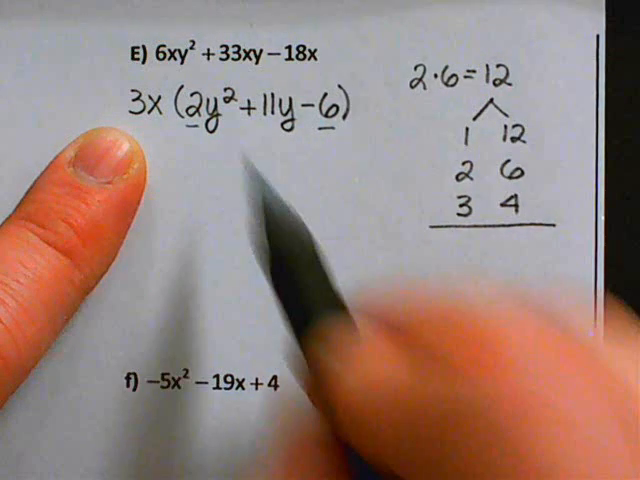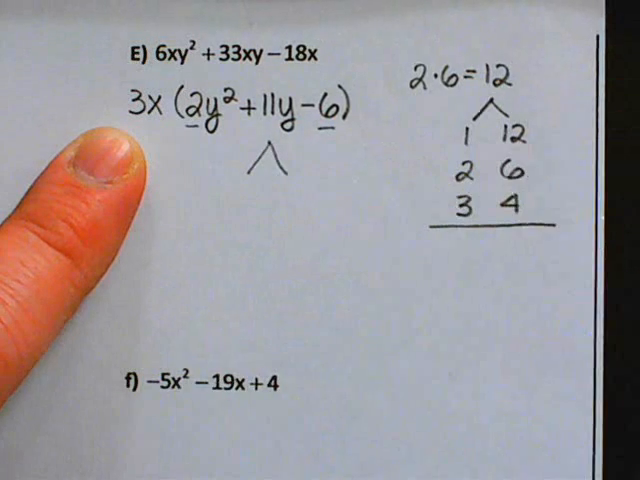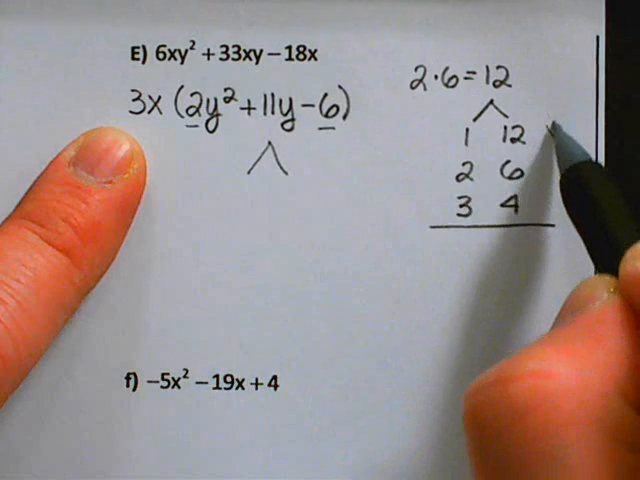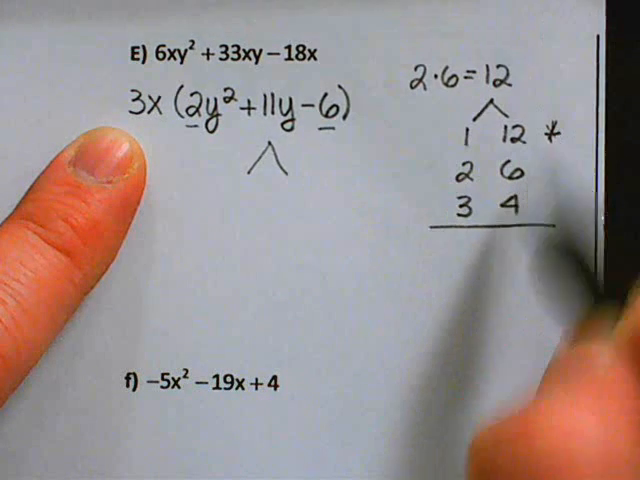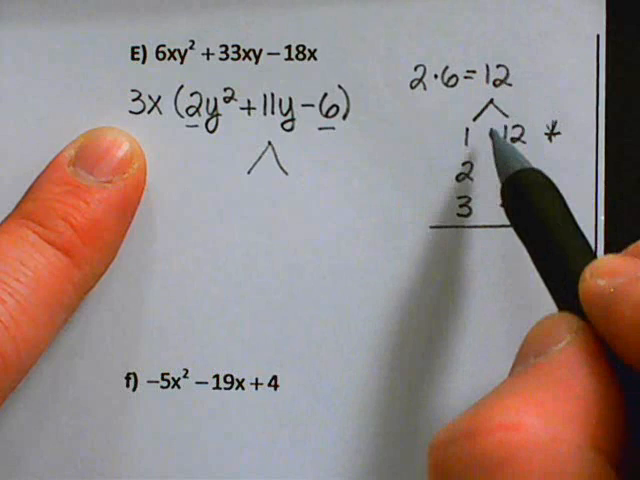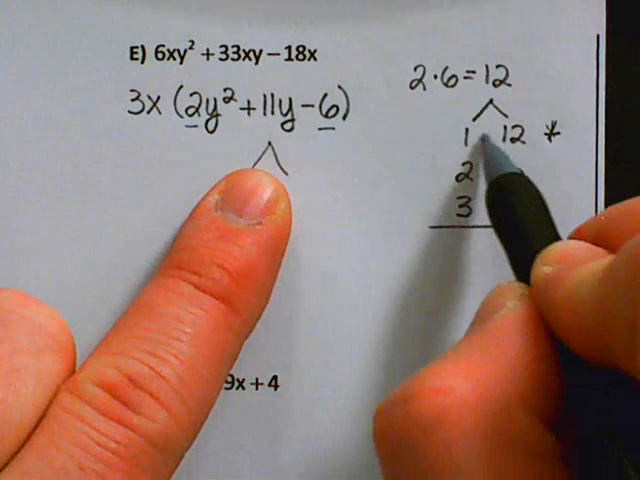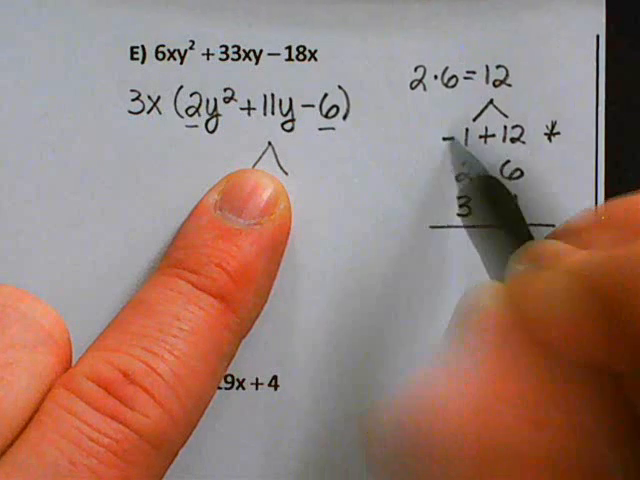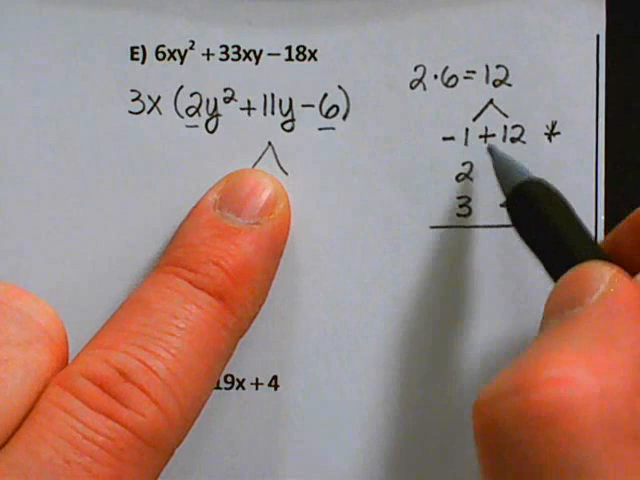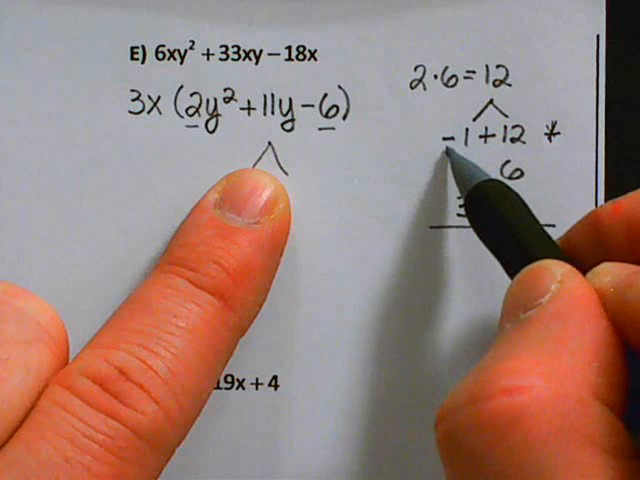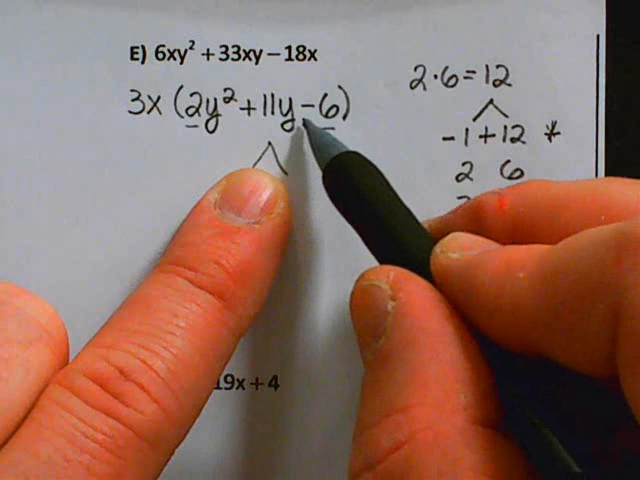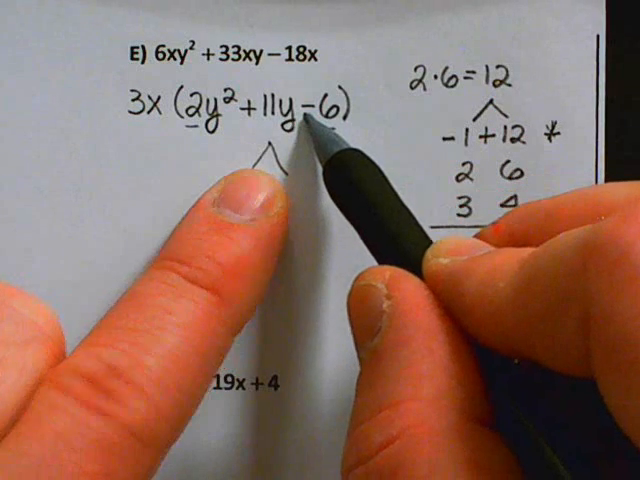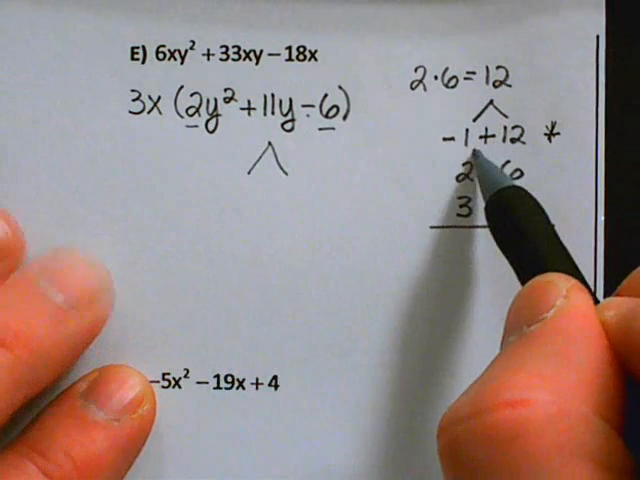And we focus our attention on the middle term. It is a positive 11, so that means this would be our pair that we would need. And the sign in the middle is positive, so 12 will be positive. And if I want 11, the 1 has to be negative. Final check. A positive times a negative, does it give me the same sign as the last term? Yes, it does. So that means this will work.